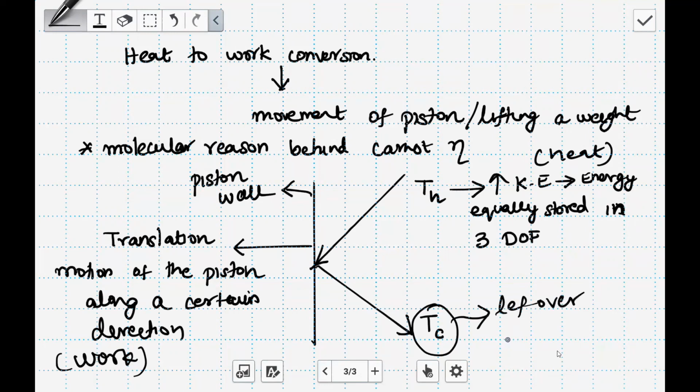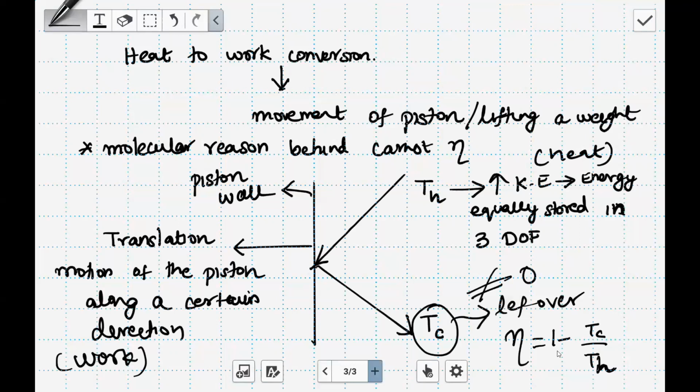If you look at the formula of Carnot efficiency, this is the formula, right? So TC can never be zero. So this is the molecular basis for Carnot efficiency. For Carnot efficiency to be 100%, TC should be zero. That is the average kinetic energy or the average temperature. The temperature of the outgoing molecule has to be zero, which is never possible.